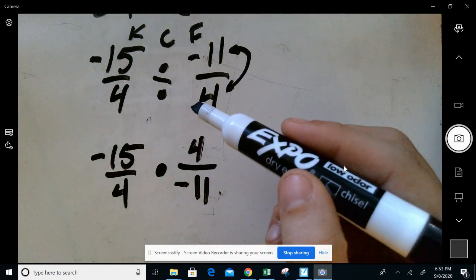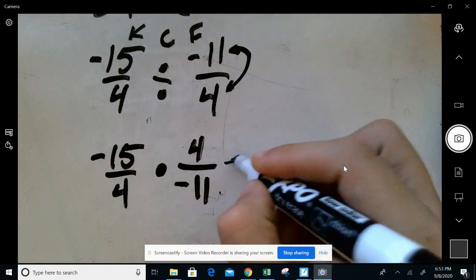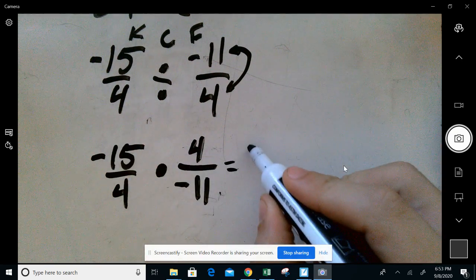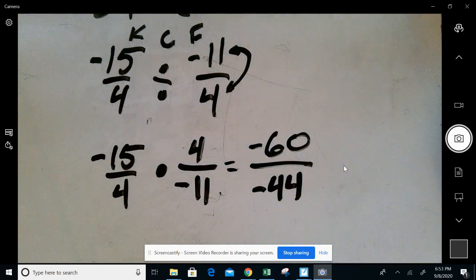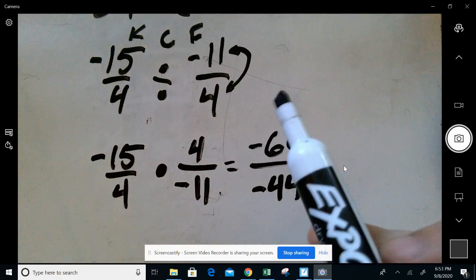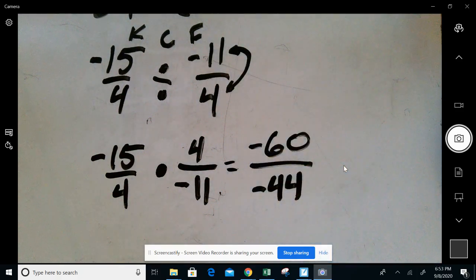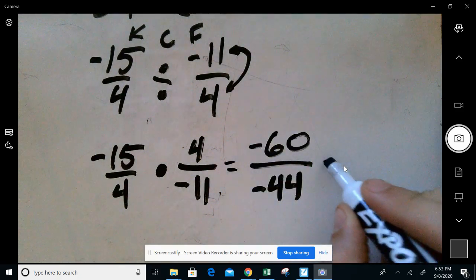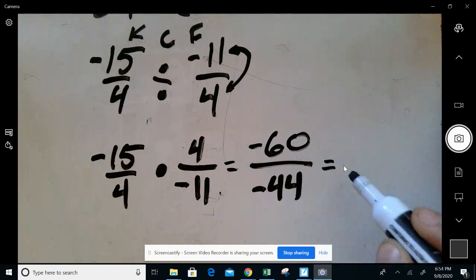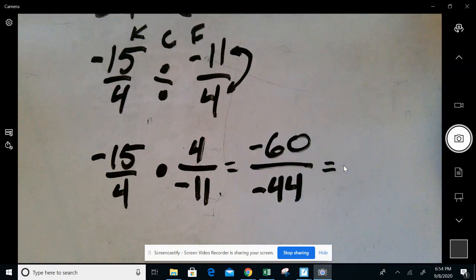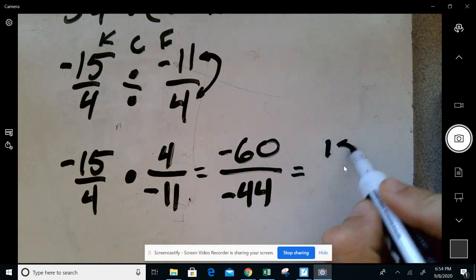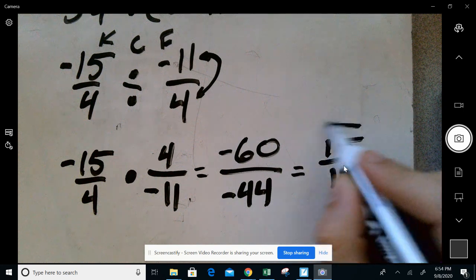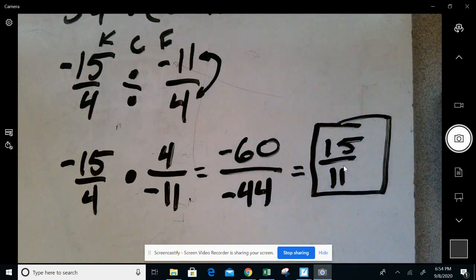So we changed it to a multiplication problem. So the rules that we just used apply. Negative 15 times 4 is going to be negative 60 over negative 44. And remember, if the signs are the same, your answer is going to be positive. So we're dividing a negative and a negative. So the answer will be positive, first off. And then 60 over 44 can be reduced. They can both be divided by 4. So we'll have 15 over 11 positive.